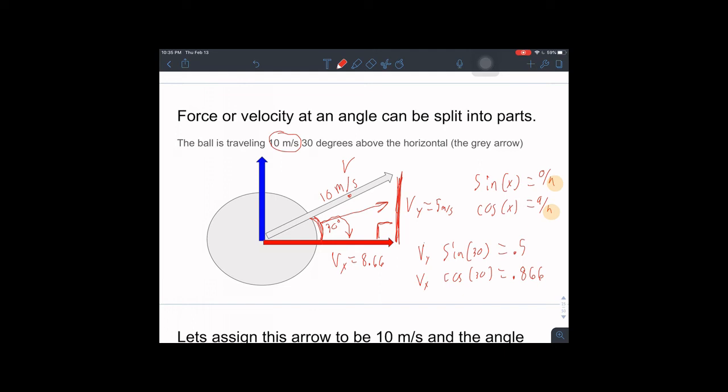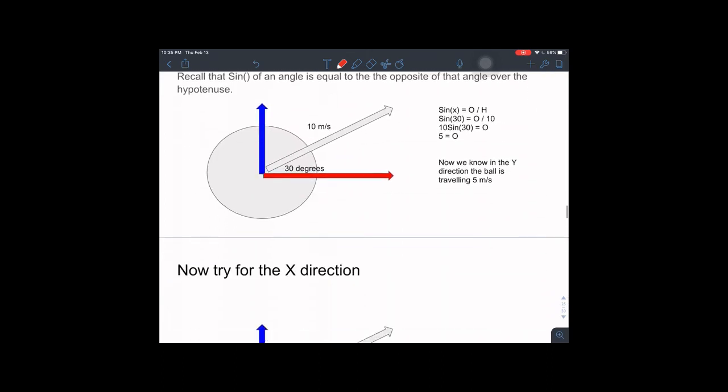A way to check this is look at the angle, 30 degrees. That is mainly horizontal. If it was close to 89, 85, anything above 45 degrees, we would know that the y velocity should be larger. However, 30 degrees is closer to horizontal than it is vertical, which makes sense because 8.66 meters per second is larger than 5 meters per second.